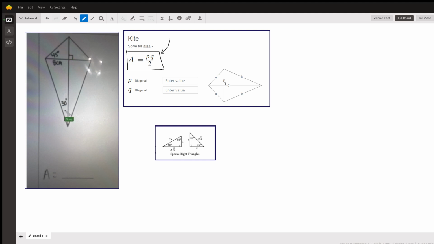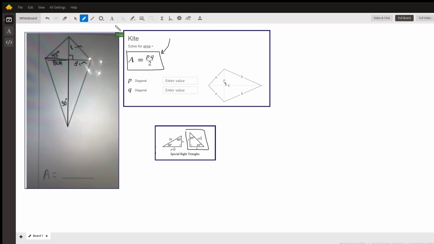And to do that for this diagram, we need to find the length of the diagonals, given that this segment right here is 8 centimeters. Well, the diagonals of a kite bisect each other, so this is 8 centimeters over here too. And this is a 45-45 right triangle. And in a 45-45 right triangle, the legs are equal. So this is also 8 centimeters. So we need to find this segment length right here.